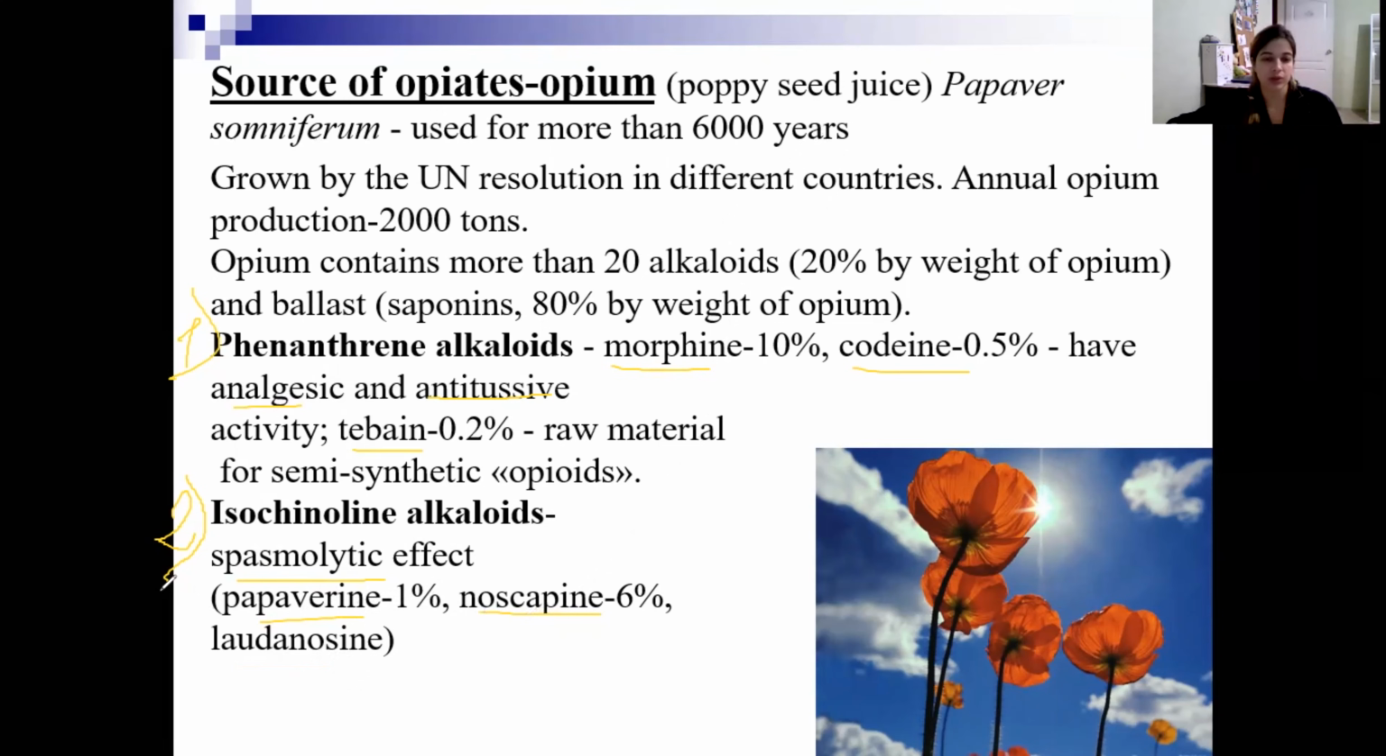Narcotine also we have. Okay, so you see guys, only in phenanthrene alkaloids we have analgesic activity. Please pay attention to that. Analgesic activity only in phenanthrene alkaloids. In isoquinoline alkaloids, there is no analgesic activity. Pain relief will not happen. In isoquinoline, only spasmolytic effect. Yes, pain will be reduced if the patient has a spasm.